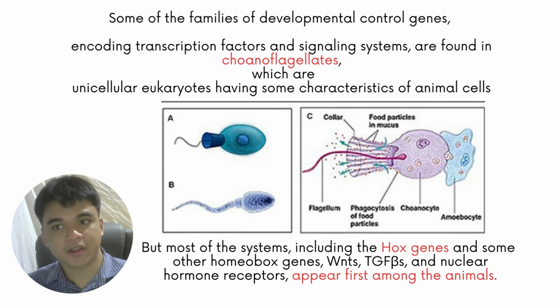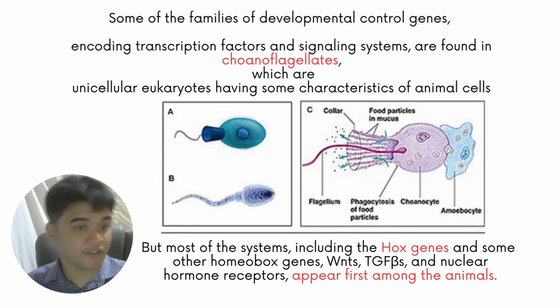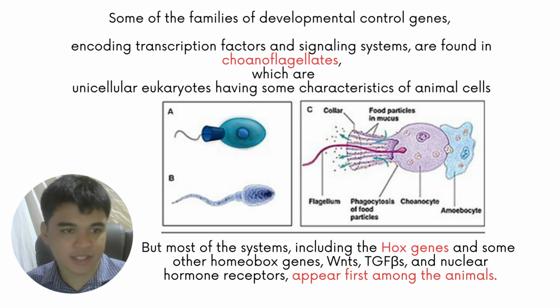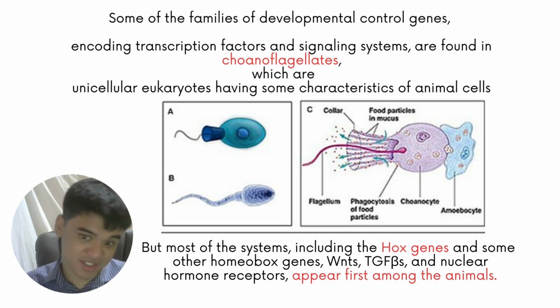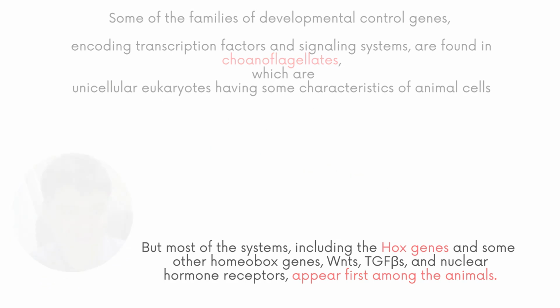Some of the families of development-controlling genes, so encoding transcription factors and signaling systems, are found in choanoflagellates, which yes, it looks like a sperm. Yes, it's a small sperm. No, it's not a sperm. It's a very small animal. Most of the systems of animals have Hox genes or some other Homeobox genes, TGF beta s, and nuclear hormone receptors. They appear first among the animals, but choanoflagellates have genes encoding transcription factors and signaling systems.